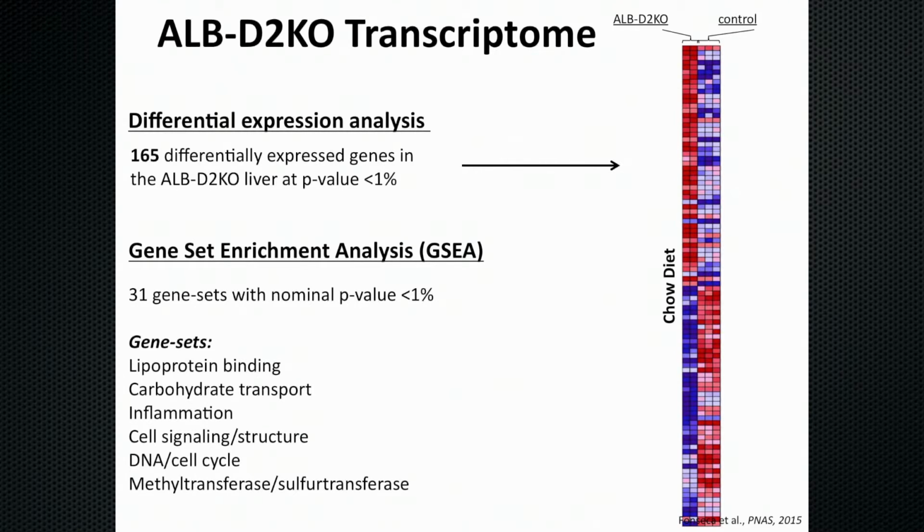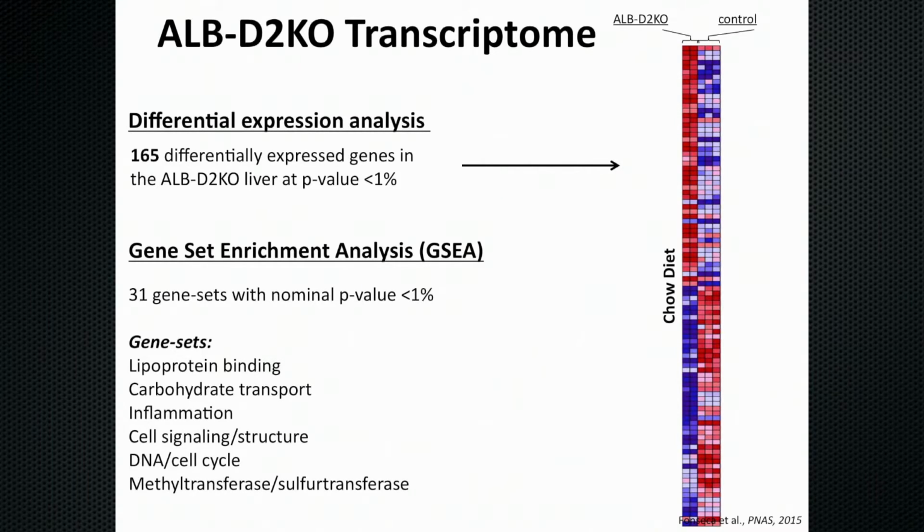Here you can see a heat map of the albumin D2 knockout mice and the control livers, and you can see there's a clear difference in gene expression pattern. And again, these are the adult mice. We found 165 differentially expressed genes in the albumin D2 knockout mice that were significantly differentially expressed.